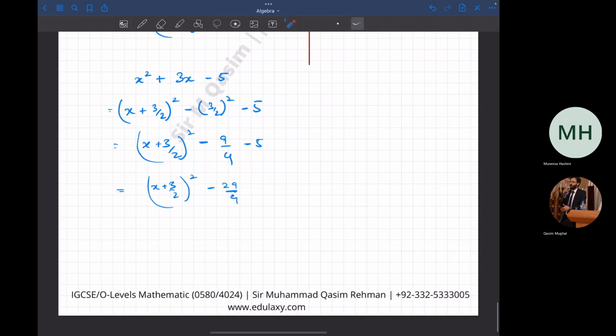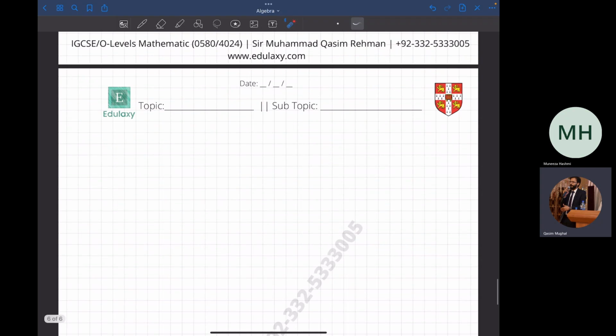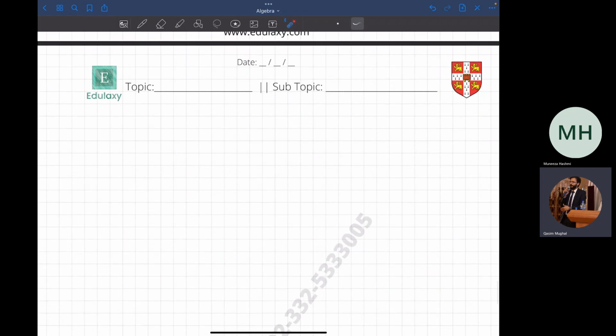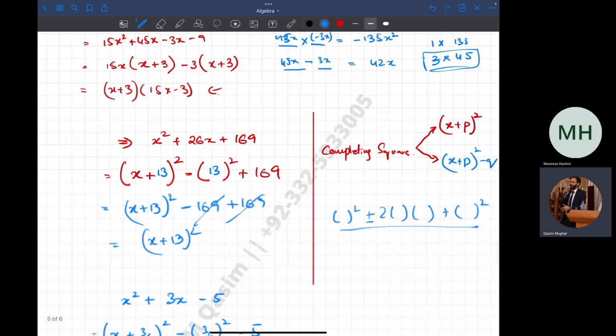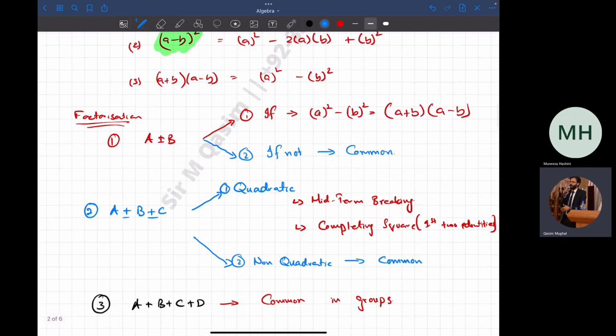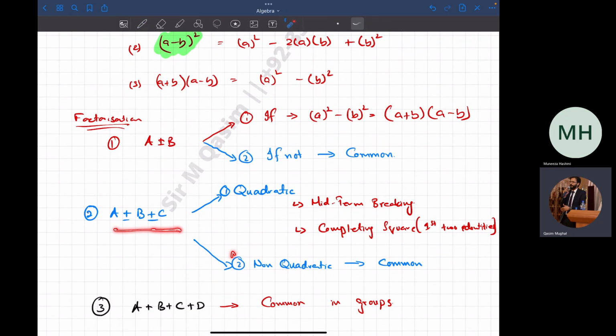Okay? Yes. All right. So this was the completing square method. Now I'm going to write down an expression which is non-quadratic, and that is x cubed plus 11x squared plus 30x. Now it's 3 terms, but clearly it's not a quadratic. See there? If it's 3 terms and non-quadratic, then what do you do?